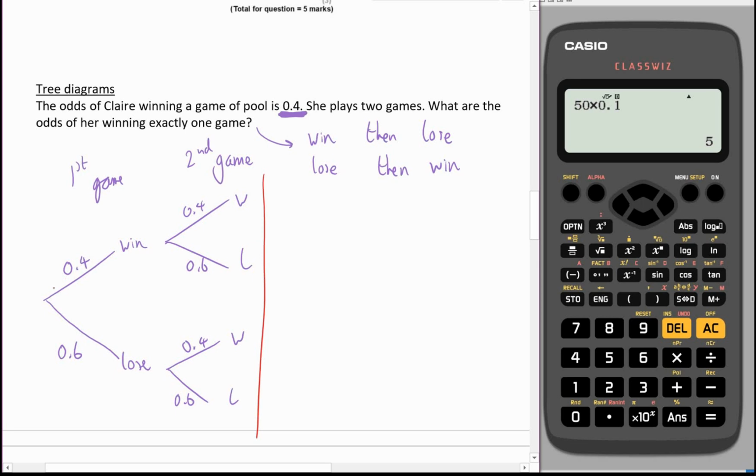So I want to work out win then lose and lose then win. So win then lose is this path. To work out the odds of that happening, you do 0.4 times 0.6. You always times along the branches.